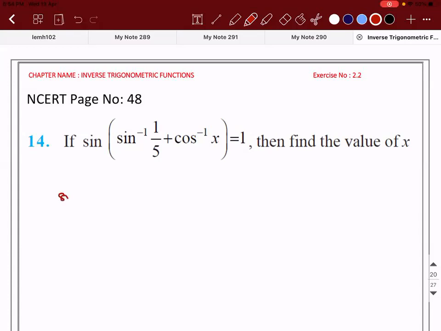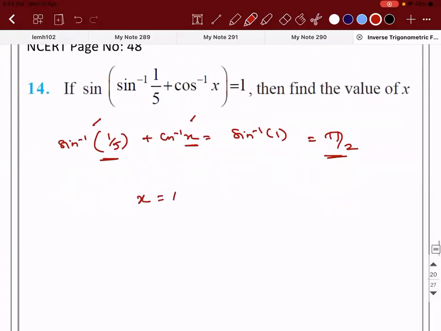Again, one step. Sine inverse of 1 by 5 plus cos inverse of x is equal to sine inverse of 1, except taking sine inverse on both the sides, which is pi by 2. So sine inverse of 1 by 5 plus cos inverse of x is pi by 2, which means this value and this value are supposed to be the same. So x is equal to 1 by 5. That is one way of solving.